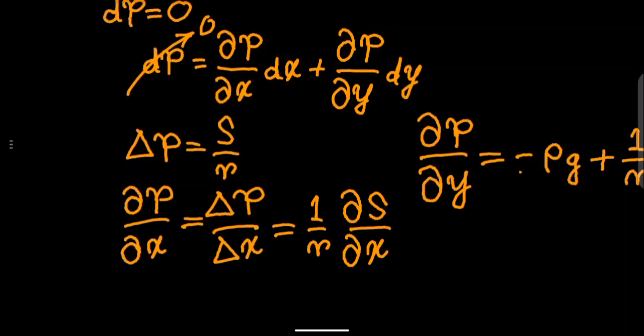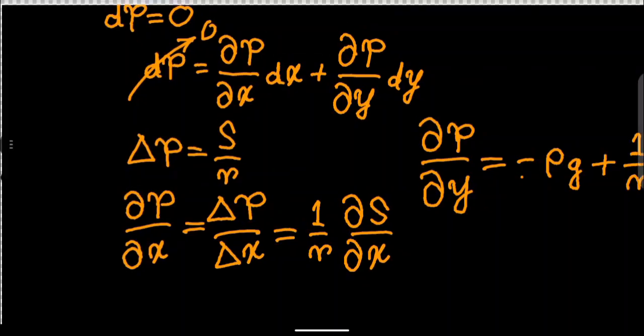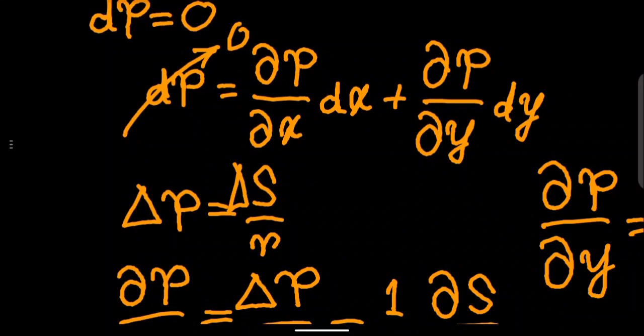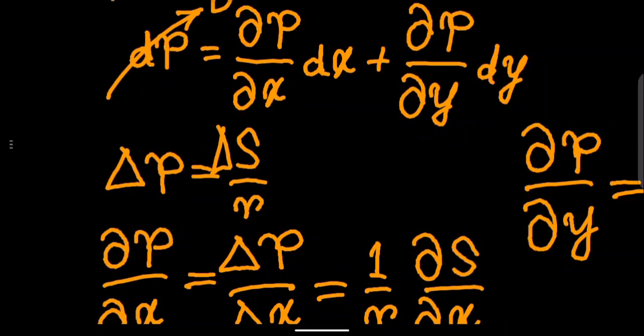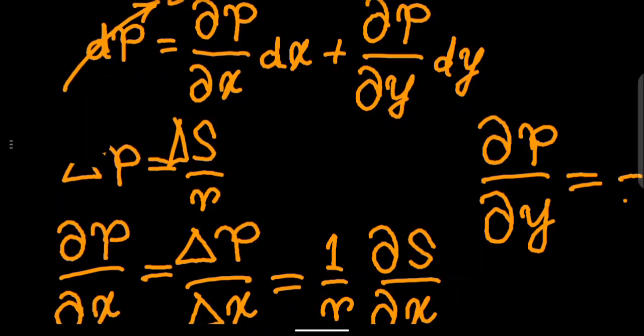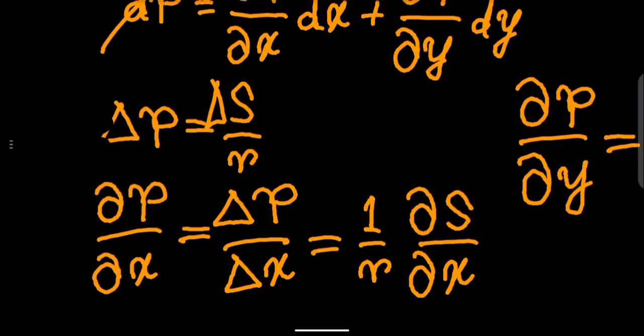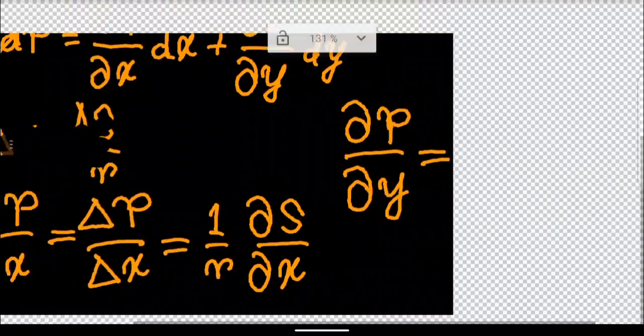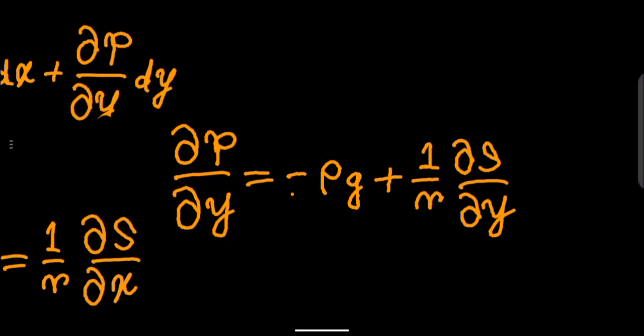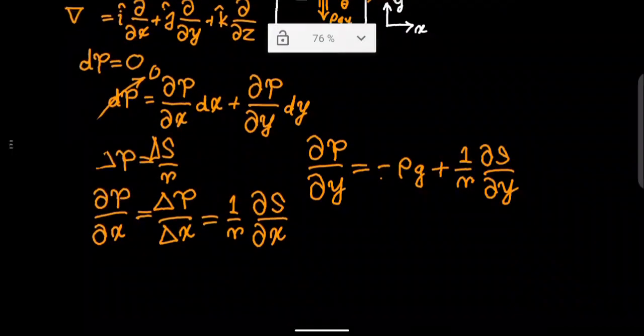I mean, why I did this. So this is delta P, and we have S here. I think it's better to write a delta here. So this would make more sense actually. So this is delta P is equal to delta S by R, and we approximate del P by del X by delta P by delta X. Okay, and which gives our 1 by R, where R is the radius of curvature, into del S by del X. So this is given. We have derived del P del X and del P del Y for our equation.